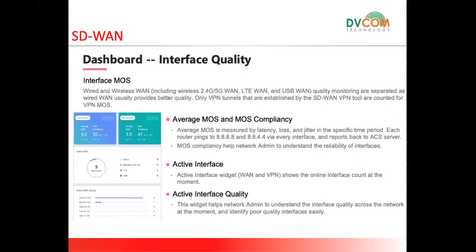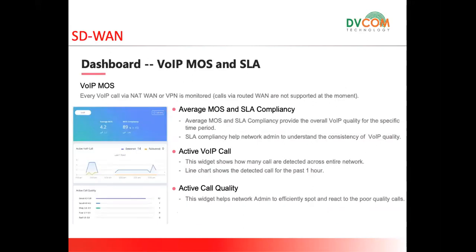The moment you enable SD-WAN on the interfaces, you can see the quality of your interface, as well as VoIP MOS and SLA. Nowadays, as you know, VoIP traffic is very important when we have multiple locations. So every VoIP call via NAT, WAN, or VPN is monitored. Average MOS and SLA compliance provide the overall VoIP quality for a specific time period. SLA compliance helps the network admin understand the consistency of VoIP quality.